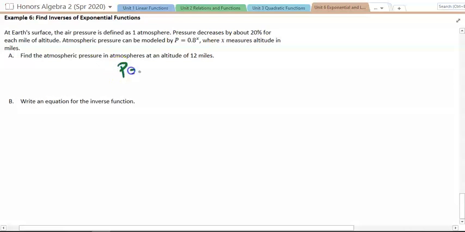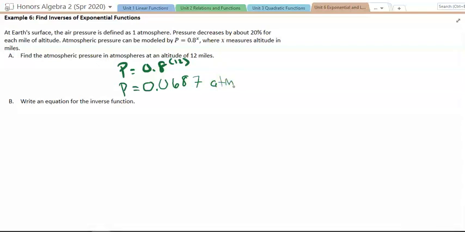Well, if P is equal to 0.8 to the x, and the x being 12, then we would get that P is equal to 0.0687, and so that is in atmospheres. And so basically you could think of this as like a percent. So the atmosphere is only about 6.9% as thick as it is at the Earth's surface, right?